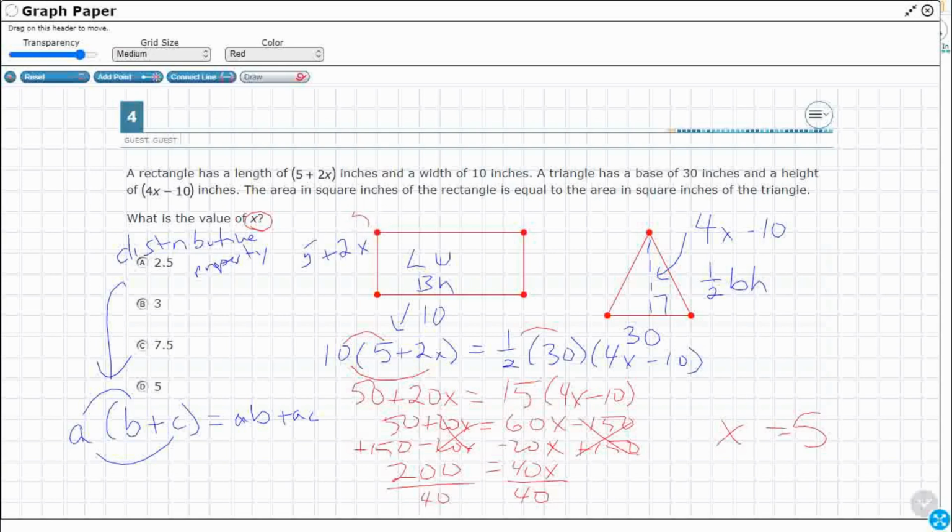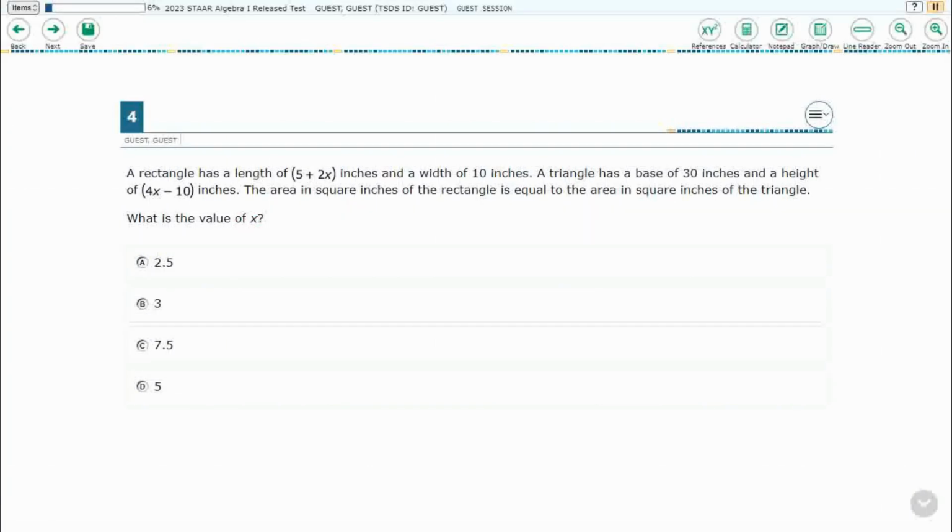If you wanted to, plug this in there: 2 times 5 is 10, plus 5 is 15. Really what we're looking for is an area of 150. We can plug it into the triangle just to make sure if we wanted to. Our answer is D.